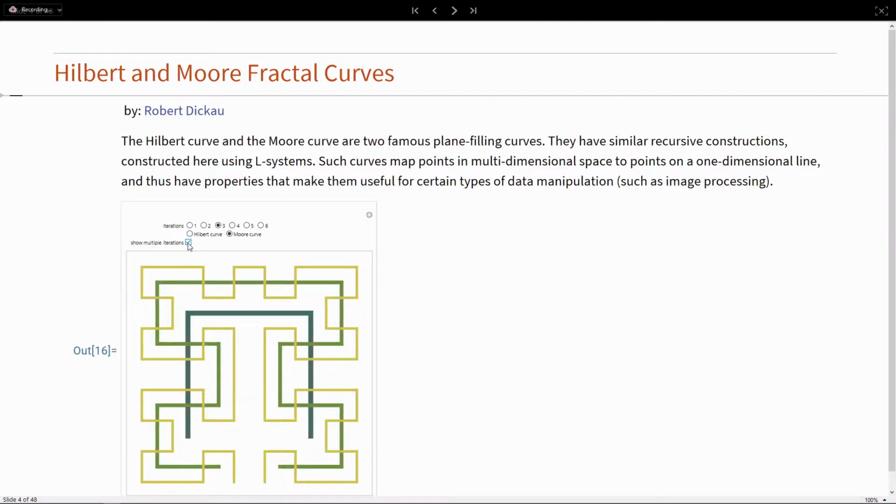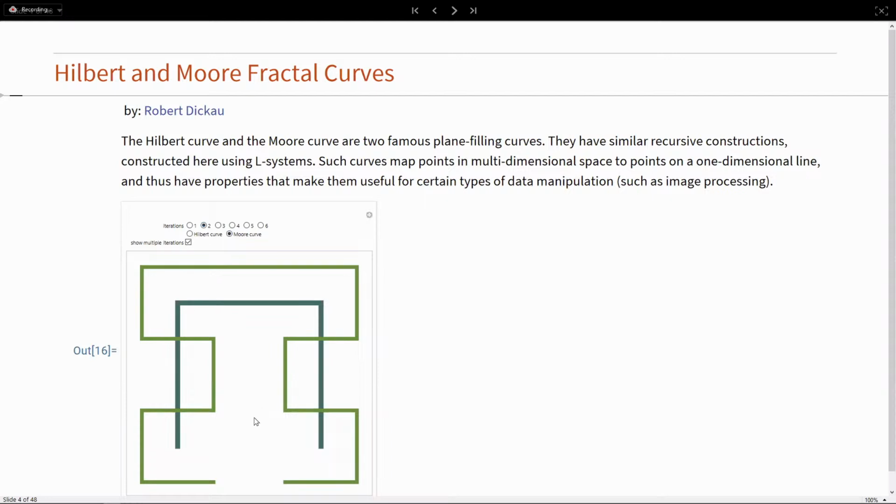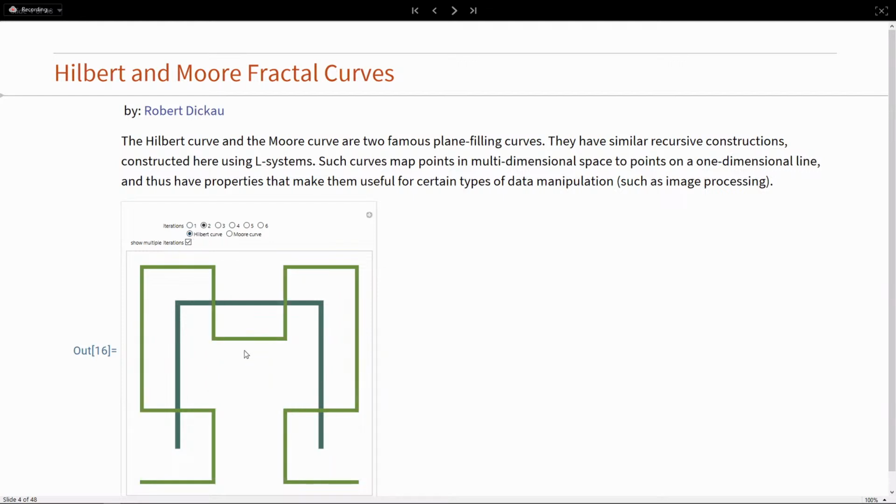So you can show different substitutions, different layers. So here's one iteration of the Moore curve, and here's one iteration of the Hilbert curve. This is a demonstration by Robert Dickow.